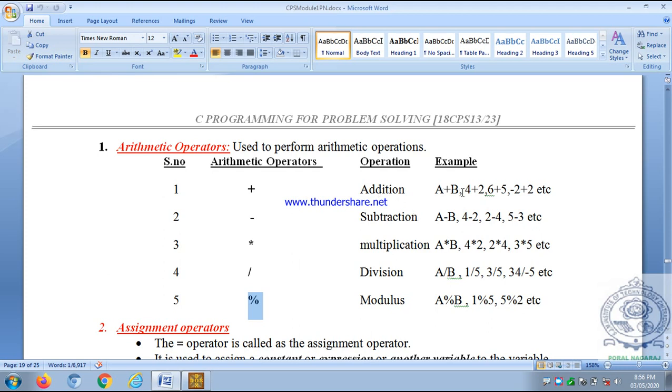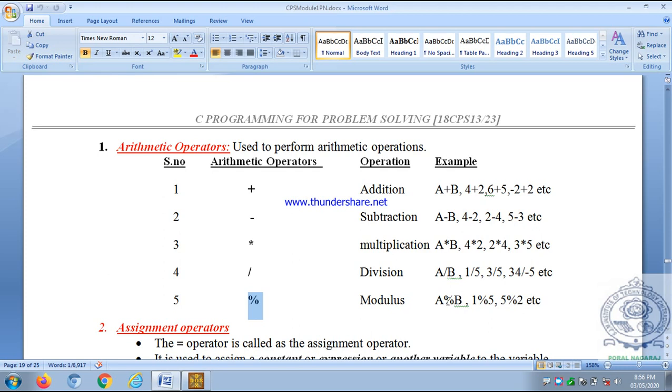So that's why these 5 are arithmetic operators. Addition: a plus b, or 4 plus 2. Subtraction: a minus b, 4 minus 2. Multiplication: a star b, 4 star 2. Division: a slash b. So a and b are operands and slash is the operator. 3 slash 5 means 3 divided by 5. Modulus: a percentage b means a mod b.